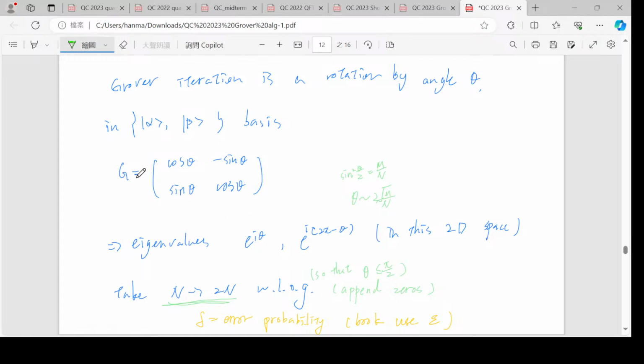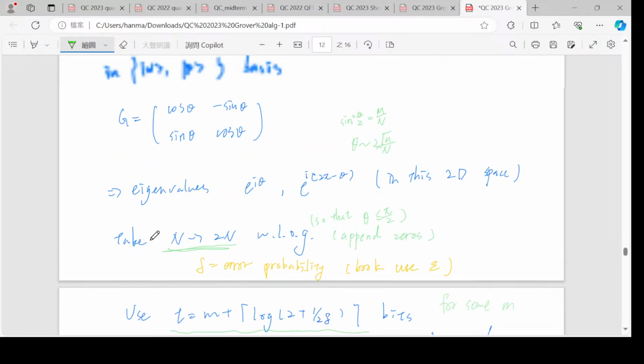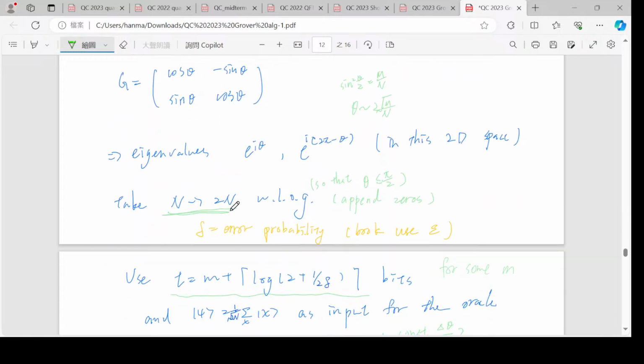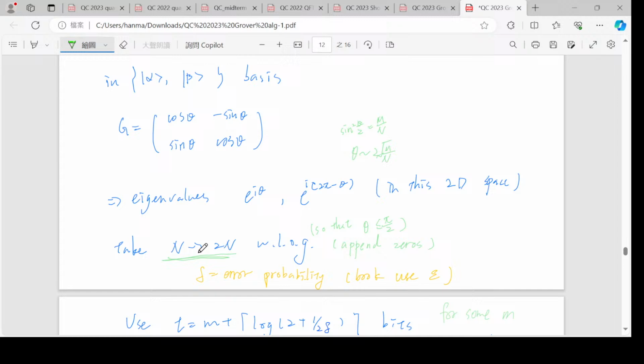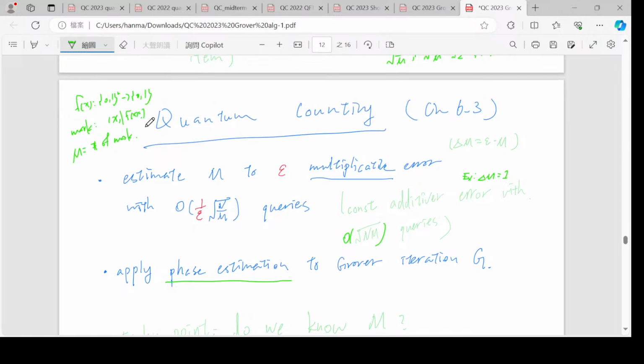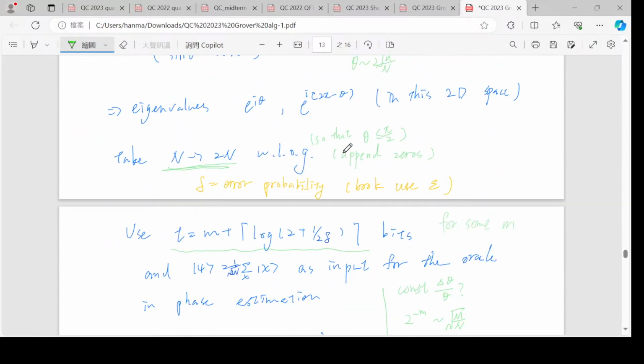Then you can diagonalize this matrix and find out the eigenvalues of a rotation operator are e to the i theta and e to the i (2 pi minus theta). Those two are the eigenvalues of Grover iteration in the 2D subspace that we're in. To make things a little easier, first we make our n a little bit bigger, so we append a whole bunch of 0s to our f of a's input. Then we make theta less than pi over 2, which will make some calculation easier.